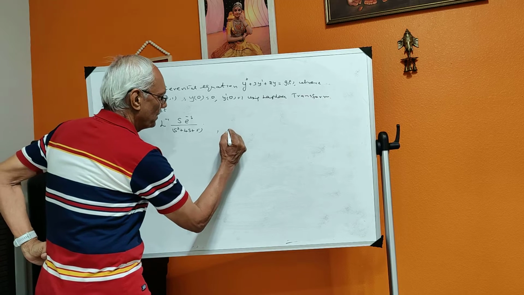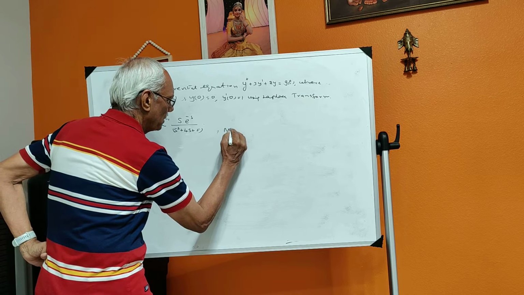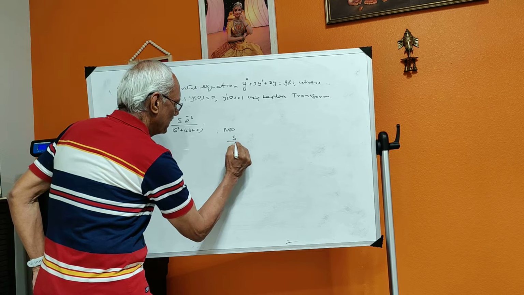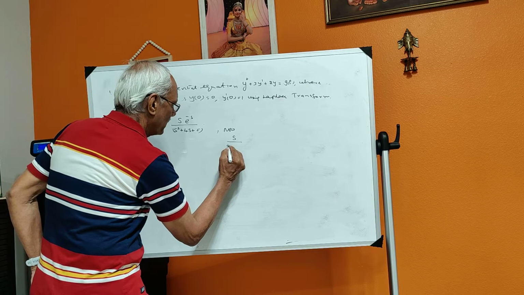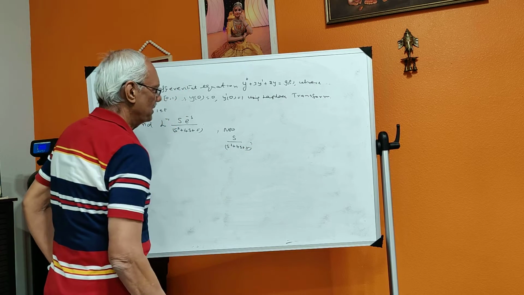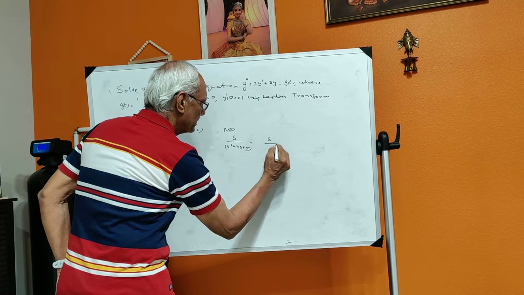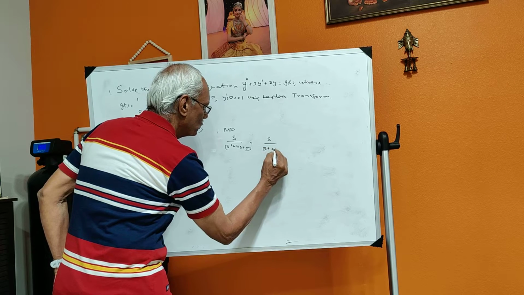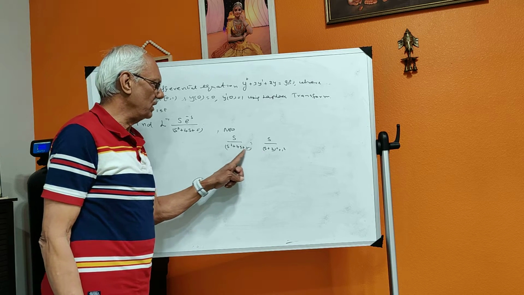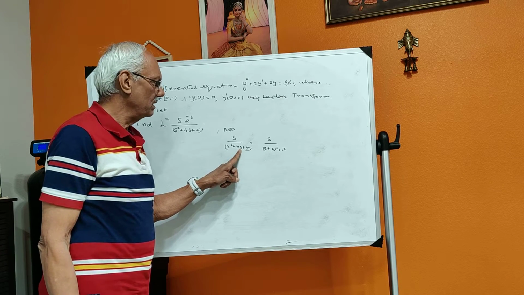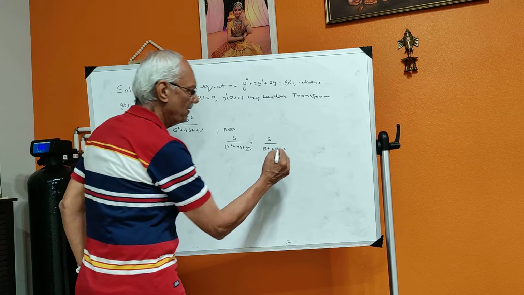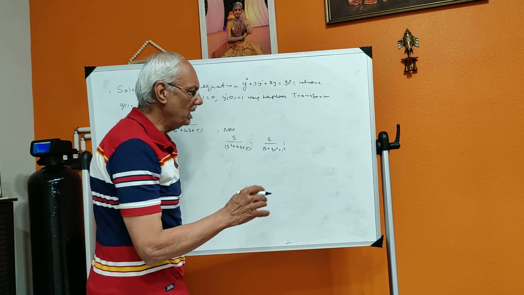Now, s divided by s squared plus 4s plus 5 can be written as s by (s plus 2) whole square plus 1 square. So this is s plus 2 whole square, making it a perfect square, plus 1, since 1 plus 4 will be 5. So there is a way to do the problem.